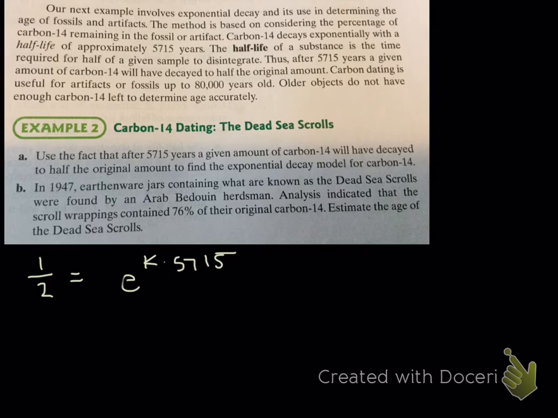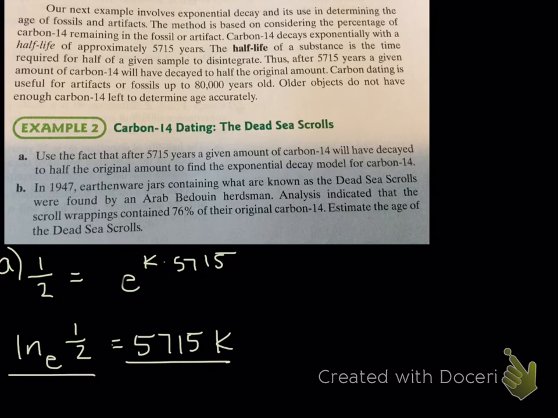And now to solve like this, we would put it in natural log form. This is letter A, by the way. So ln of e to the 1/2 equals 5,715K. And then we would divide both sides by 5,715. When I do this, we get K is equal to a negative 0.000121. A way to check your K value is to ask yourself, is this exponential growth or decay? Because this one's decay, my K value is negative.